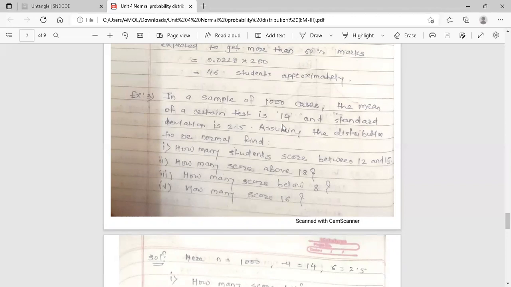There is a sample of 1000 cases. The mean of a certain test is 14. Here the mean value is given. This is an example of normal distribution, because it is mentioned, assuming the distribution to be normal. Here mean is 14 and standard deviation is 2.5. So the value of sigma is 2.5, and in a sample the number of trials is n equal to 1000. Now, the first question is, how many students score between 12 and 15?